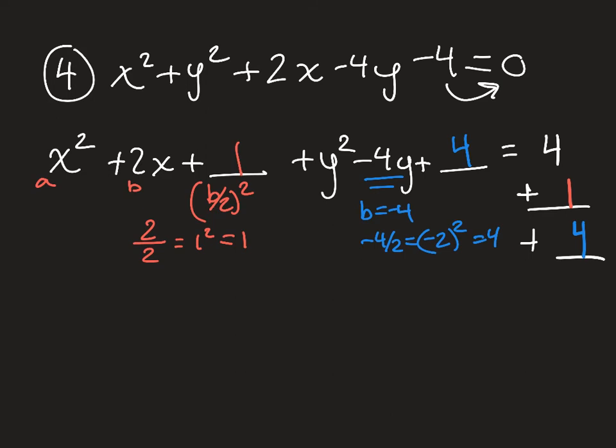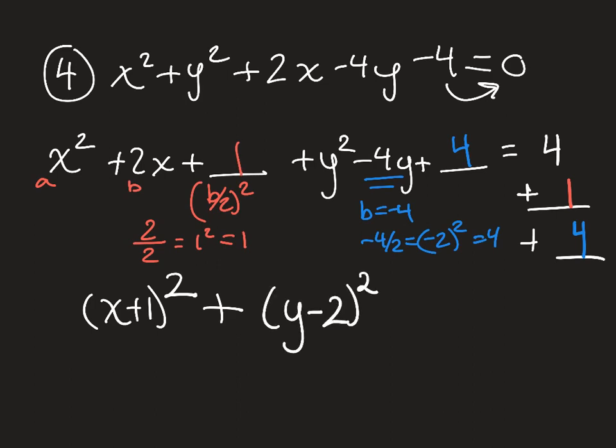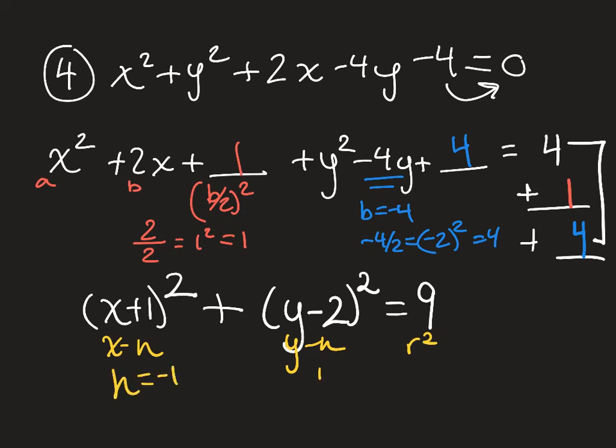This red number 1 is the perfect number that allows this x piece to factor into (x + 1)², plus the 4, the blue 4, is the perfect piece that lets the y stuff factor into (y - 2)². And then over here I have to add up all of these numbers. So 4 plus 4 is 8, plus 1 more is 9. So now this looks a lot better because now I can graph. This is my x minus h, my y minus k, and this is my r squared. h is going to equal -1, k is going to equal 2, r is going to equal 3.